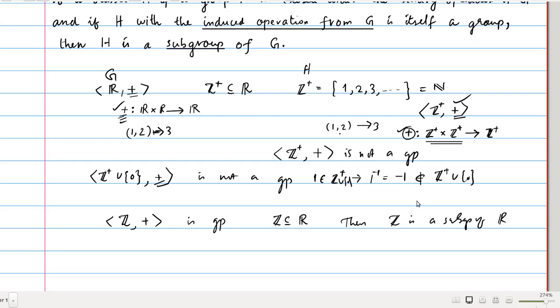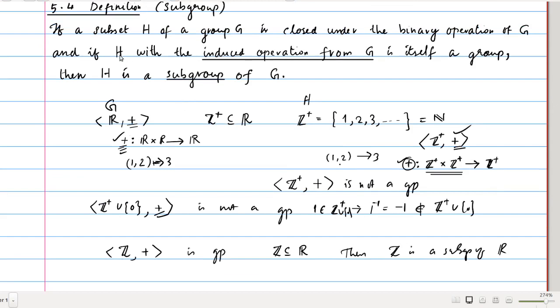Okay, so this is the meaning of the subgroup. A subgroup means H is a subset of a group G along with the induced operation. This H is itself, this is not G. This is a closed induced operation from G, and H with the induced operation from G is itself a group. Then we can say that this H is a subgroup of G.